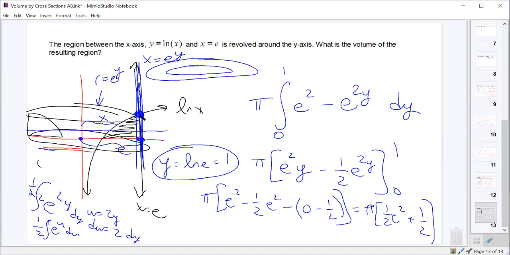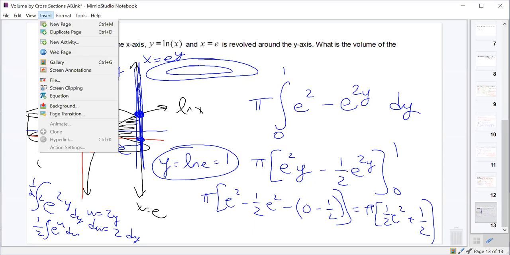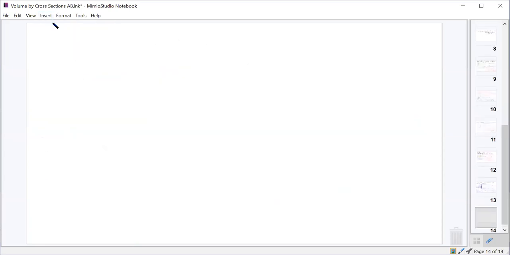Let's do another problem. Let's just do a simple one. I'll give you guys an easy one. Let's take y equals x squared.